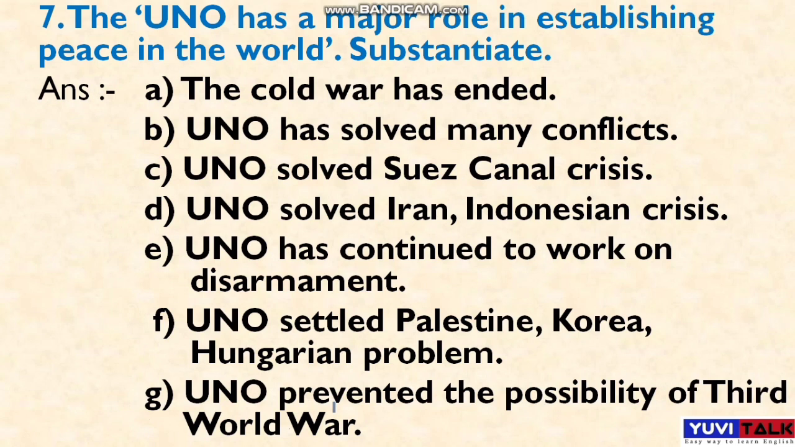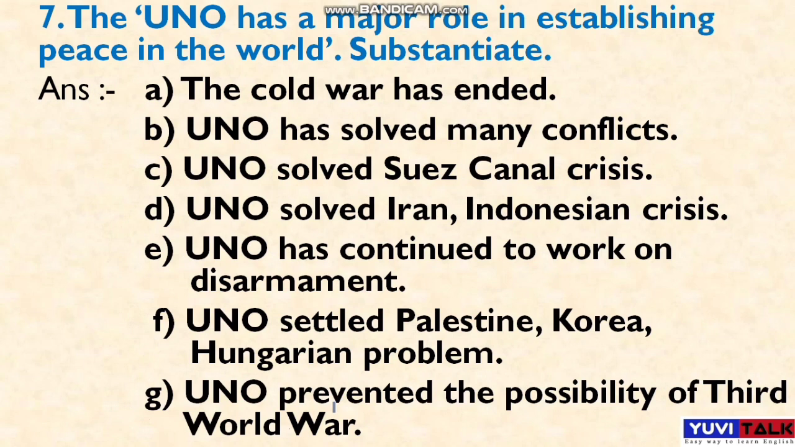The first thing is that the Cold War has ended. You know that after the First World War, the League of Nations was formed, but the League of Nations completely failed to stop the Second World War. After the Second World War, the Cold War started between the two blocks. One side is America, one side is Russia. But UNO successfully stopped the Cold War between those two blocks.